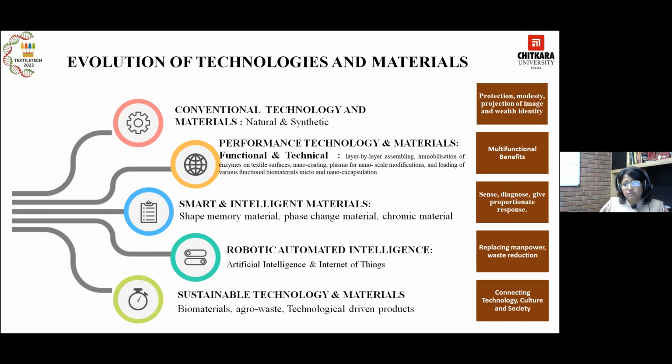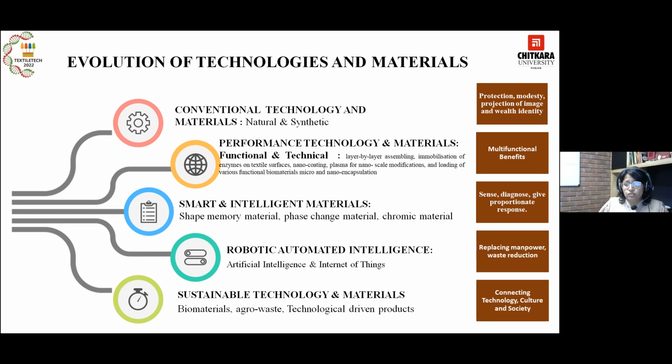Then we moved to another type of technology, which was categorized as performance technology, which included functional and technical textiles using layer by layer assembling, immobilization of enzymes on textile surfaces, nano coating, and nanotechnology. These technologies provide multifunctional benefits to the consumer. As time passed and consumer demands increased, consumers became more, I would say, educated. They wanted more. And looking into those requirements, new technologies came into existence, smart and intelligent materials, which can sense, diagnose, and give a proportionate response.